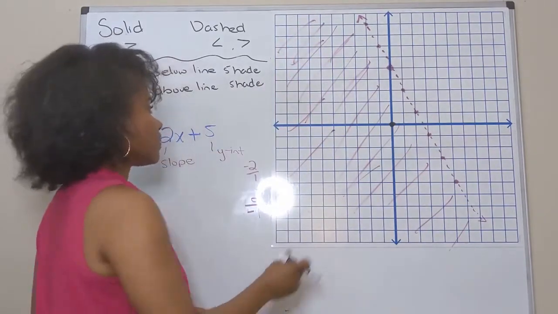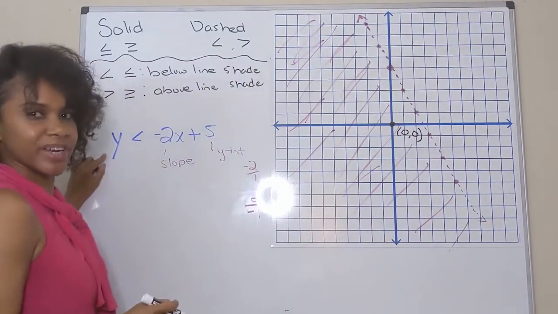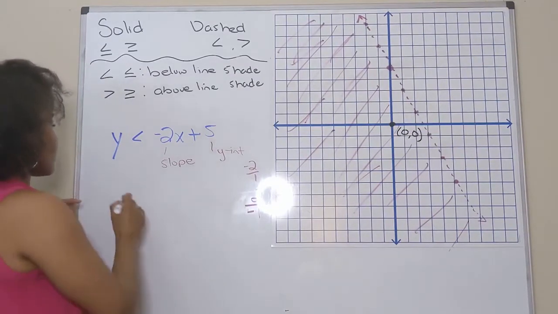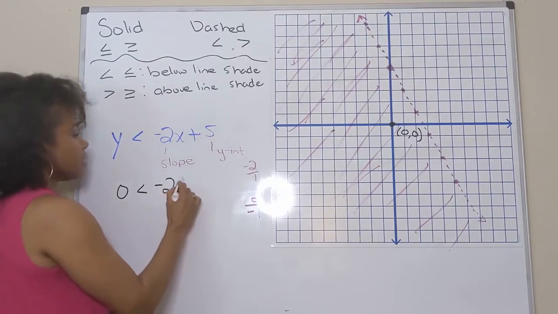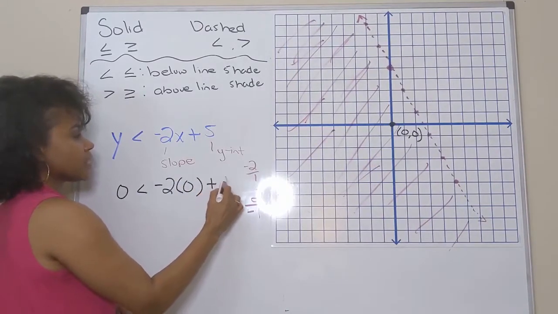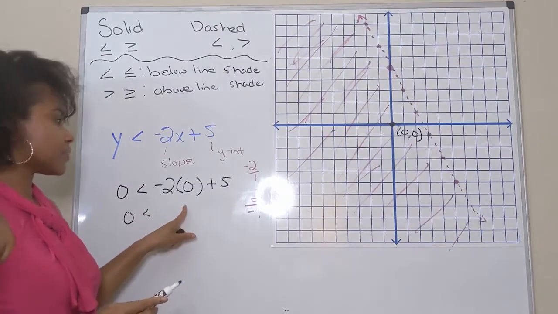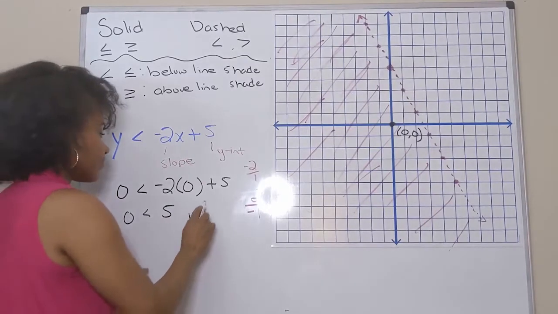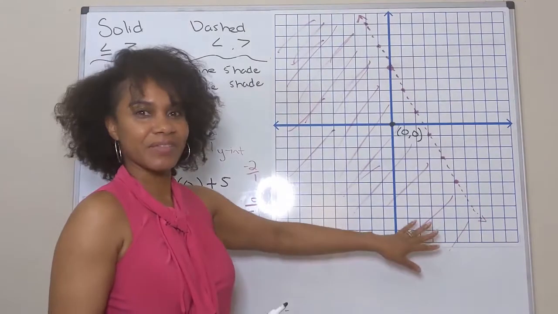All right. So the ordered pair 0, 0. If I plug it in, it should give me a true statement for x and y. So if I plug in 0 for y and x, I get 0 is less than negative 2 times 0 plus 5. I'm plugging in 0 for both because I'm choosing that test point. And simplifying that, negative 2 times 0 is just 0. And I get 0 is less than 5. That is, in fact, a true statement. And so that tells me that I shaded the correct side of the graph.